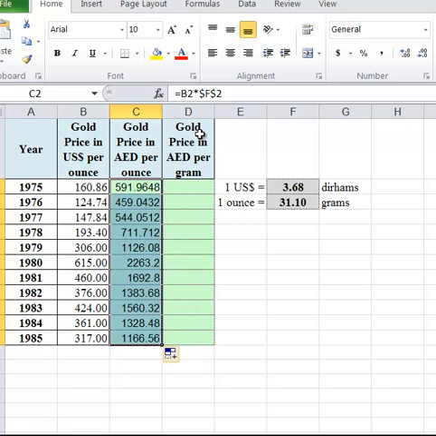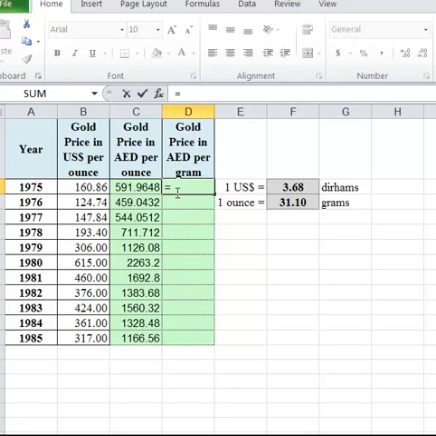Now if you want to calculate the gold price in AE dirhams per gram, this was the price per ounce, but 1 ounce is equal to 31.10 grams. So we need to calculate the price per gram. We need to divide the values which we have obtained here by 31.10. So I'll make the calculation. I'll generate the formula first.